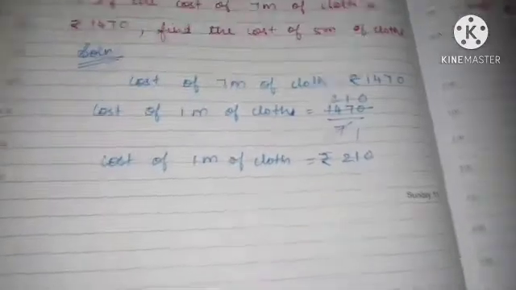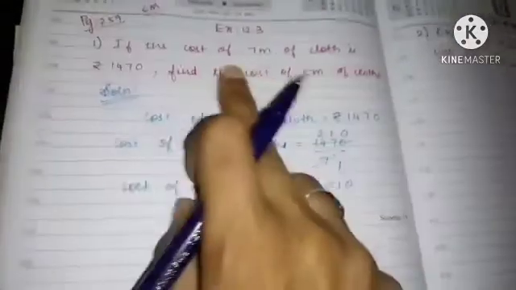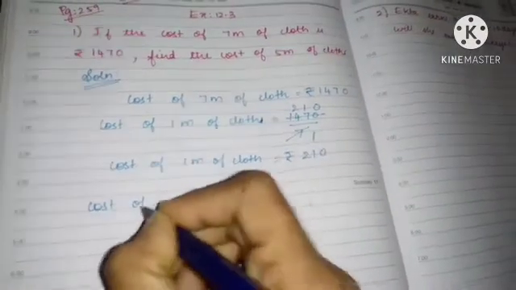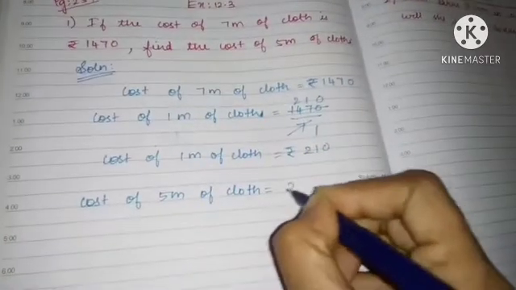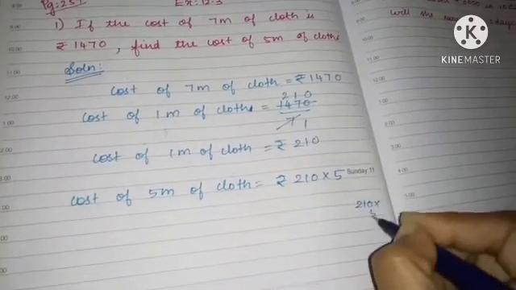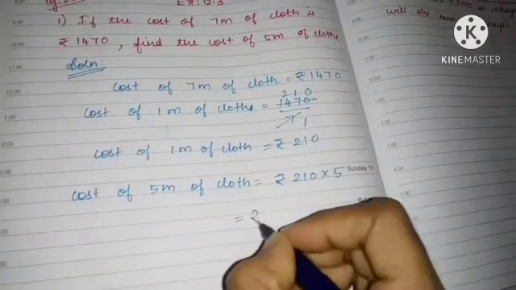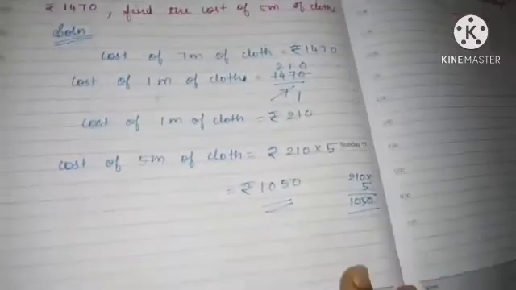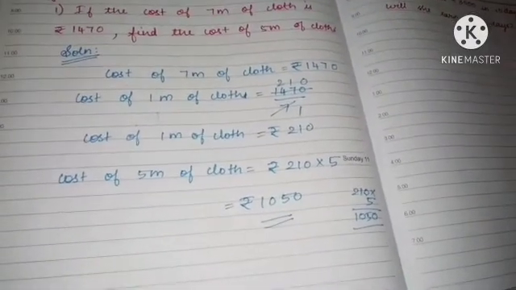For 1 meter of cloth, what is the rupees? 210 rupees they are charging. So what is the cost of 5 meter of cloth we should find, right? So cost of 5 meter of cloth is equal to rupees 210 into 5. So 210 into 5 is 0, 5, 5 twos are 10. So the cost of 5 meter of cloth is 1050. So 1050 rupees is needed for buying the 5 meter of cloth.